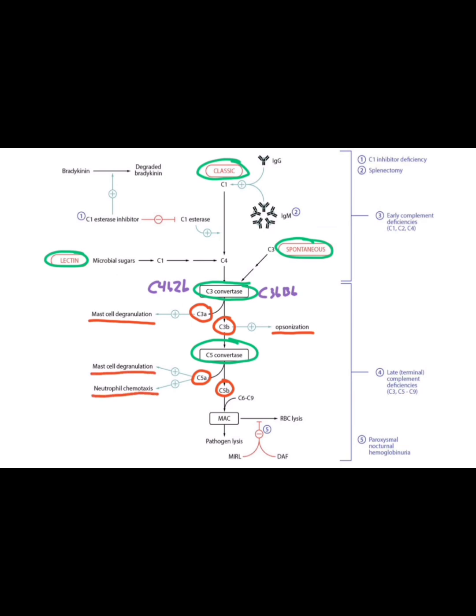This will combine with C6 through C9 complement proteins, and together they will form the membrane attack complex, which you can see here. The membrane attack complex will form on the surface of pathogens and cause pathogen lysis. Another detail you need to know about the membrane attack complex is that it can also form on RBCs, and it can actually cause red blood cell lysis.